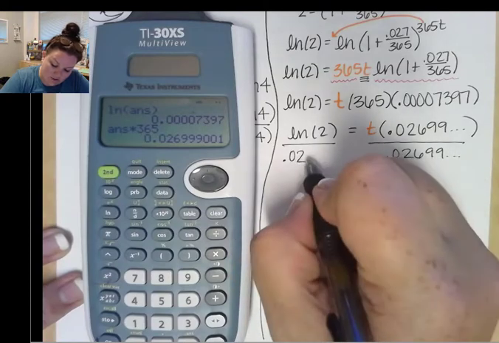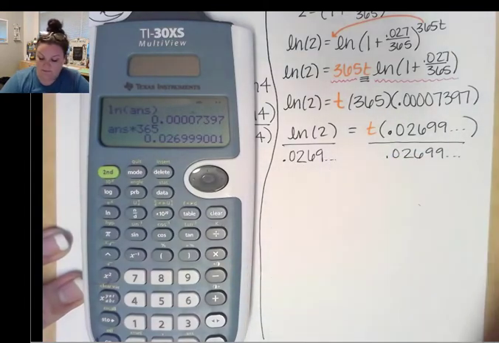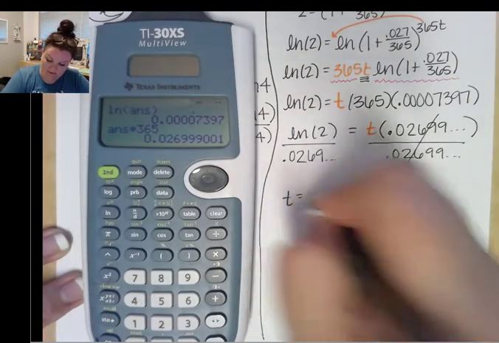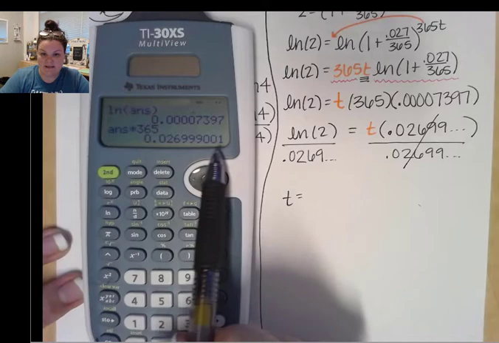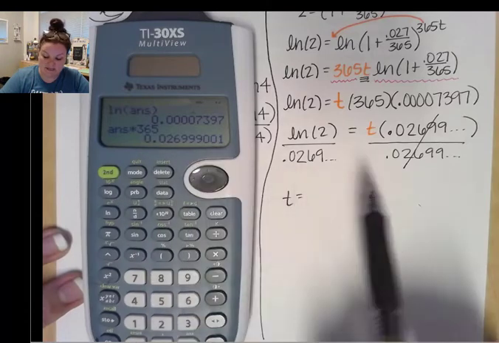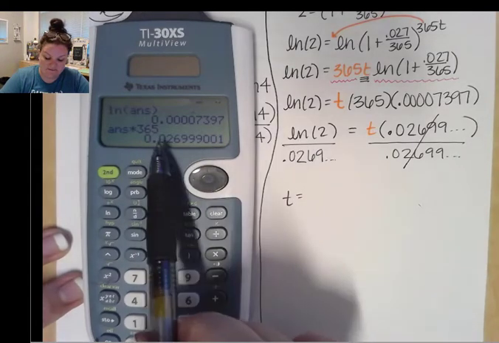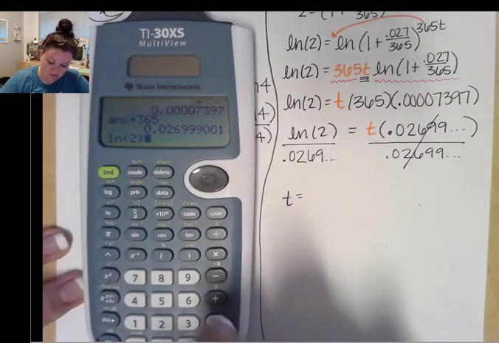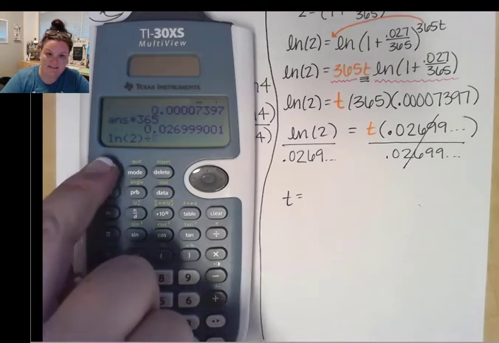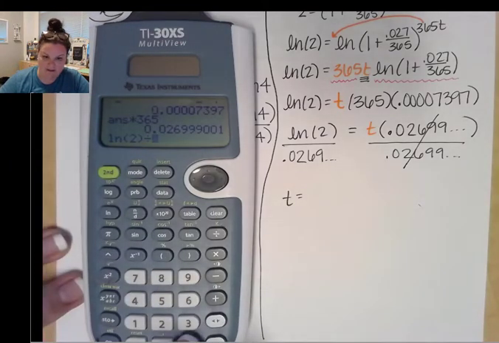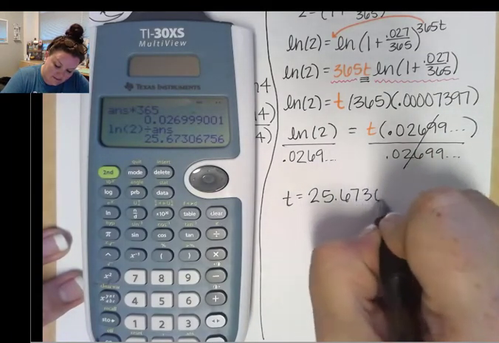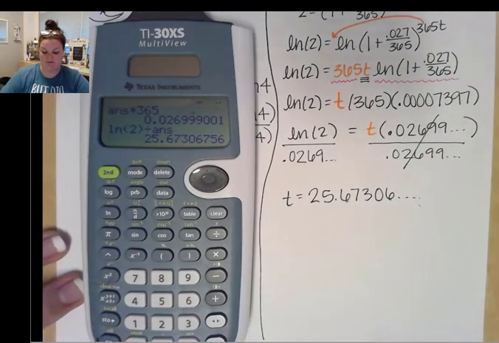Now we want to make sure that we're keeping all of our decimal places, okay? So I'm going to leave all these decimal places on my calculator, and what I need to do is the ln of 2 divided by that number. So I'm going to do ln of 2 divided by, and if I use a second function, I can put in my last answer. Okay? And that gives me 25.67306 and more stuff, right?